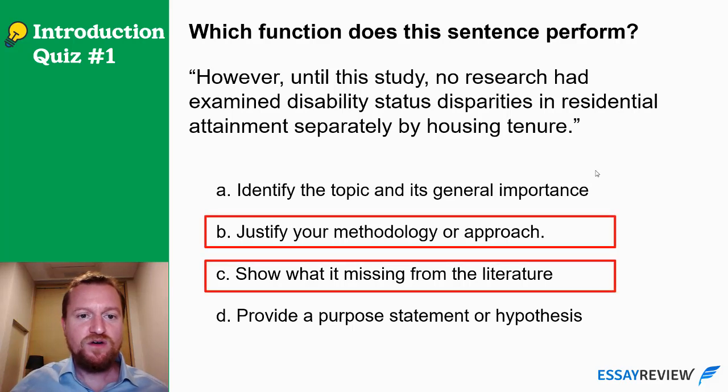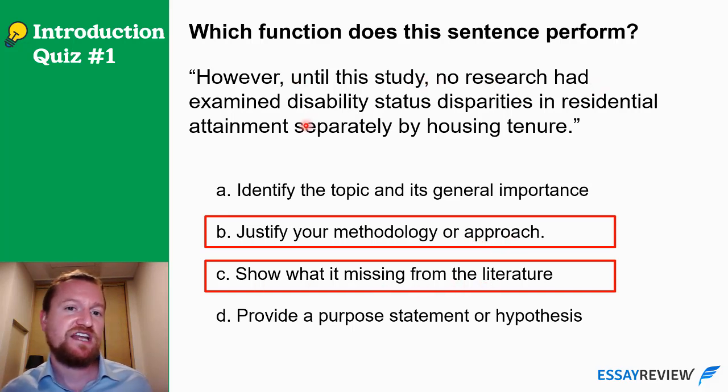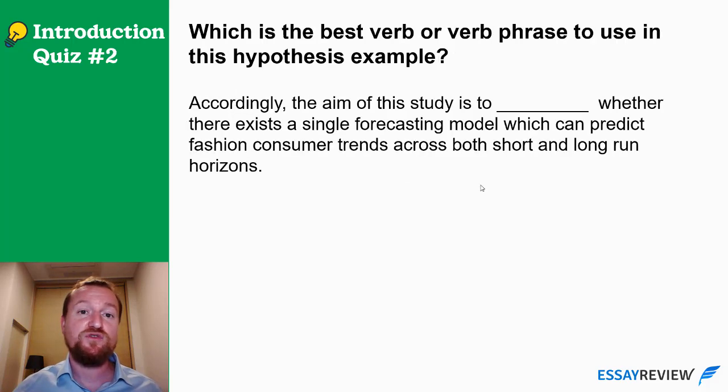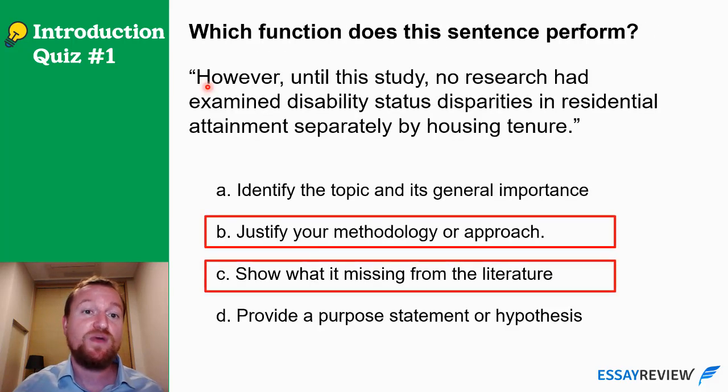All right, so I believe that it is both justifying the methodology and showing what is missing, right? Until this study, no research had examined. So you're justifying your methodology, and you're saying previous work didn't do this, right? And "however" is the way we can tell right away, right? However, until my study, no research had done this.